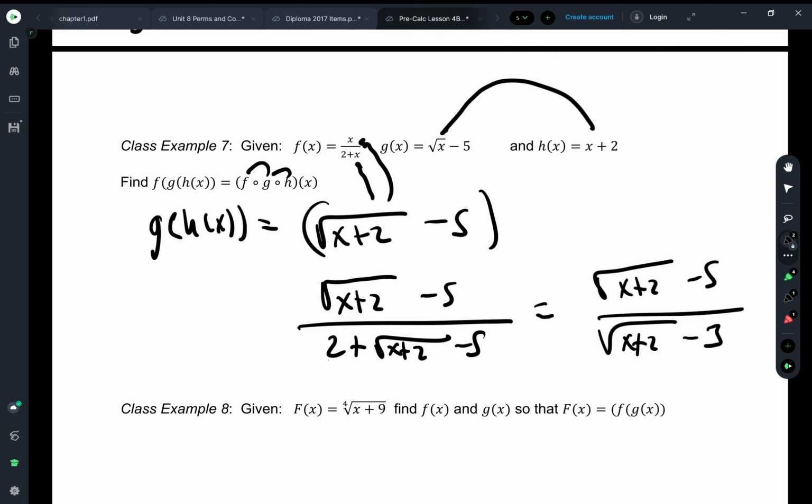A couple things to pay attention to in this, like restrictions, what makes the bottom 0, different things like that. It doesn't ask us to do that. I'm just kind of getting you to think about those things when it comes to domain and range.